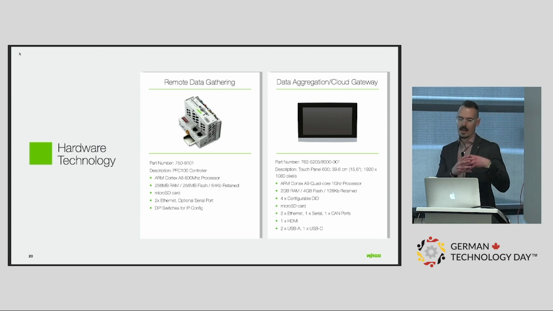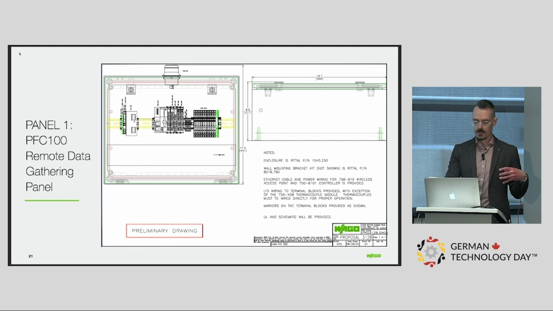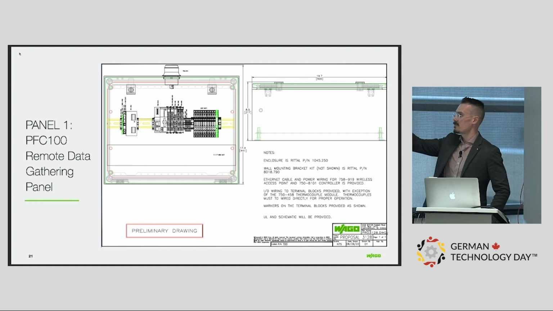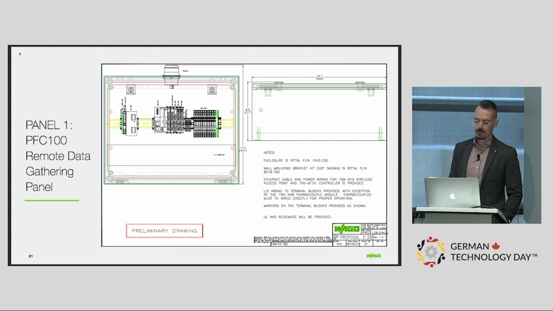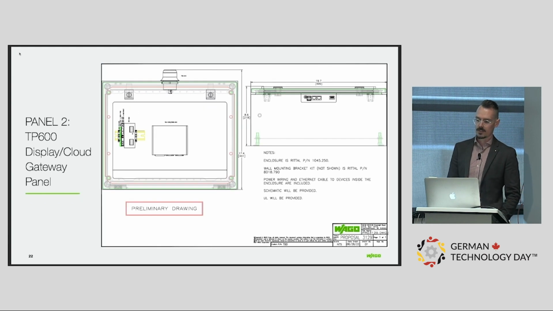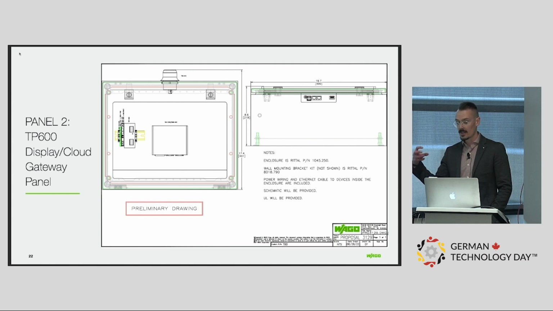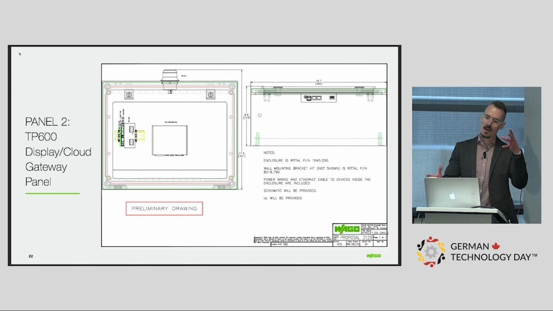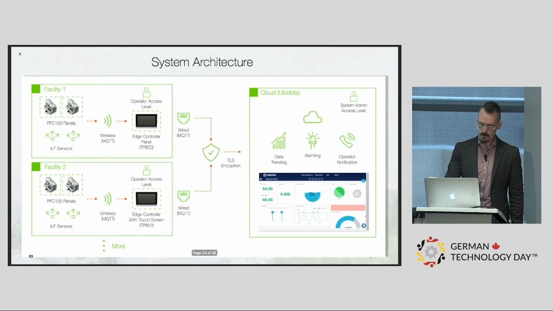For the remote data gathering panels, it's a PFC 100. So that's what that panel looks like. It's got a big Wi-Fi Bluetooth antenna on the top. So that's the PFC 200 that's collecting all the data points, and it's sending it wirelessly to this panel that's just got a screen inside of it. It's a screen with basically a Linux computer in it, aggregating the data via Node-RED, manipulating the data, and then sending it to the cloud. Also, there's some visualization that can be done at the operator level right on site.